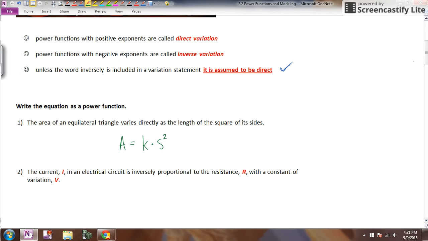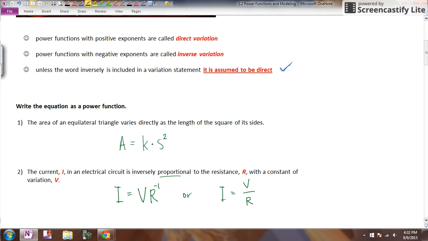What about electrical currents? All right. The current I varies. Sometimes people will say proportional instead of varies. It's inversely proportional, so that means it's an inverse variation with the resistance R and the constant V. So I have a constant V, which I'm going to put down. And then R is inversely related. So R would have a negative exponent, and it looks like it's just to the first power, so -1. Or if you want, you could write it as I is V over R. And I think some of you may have seen that somewhere.